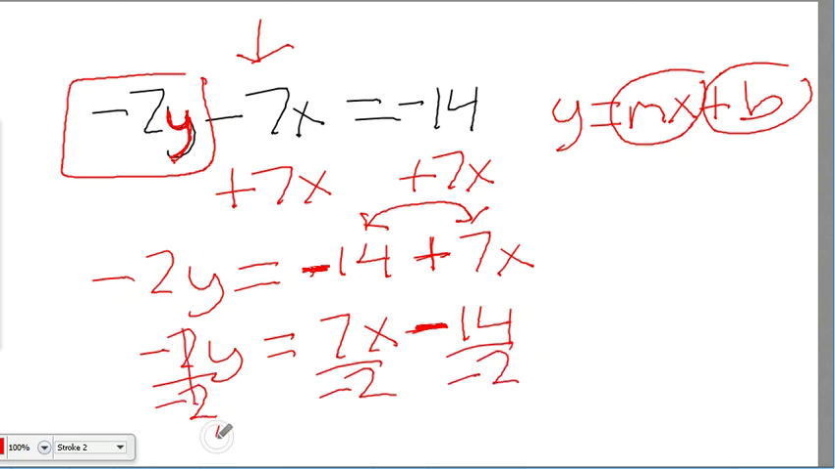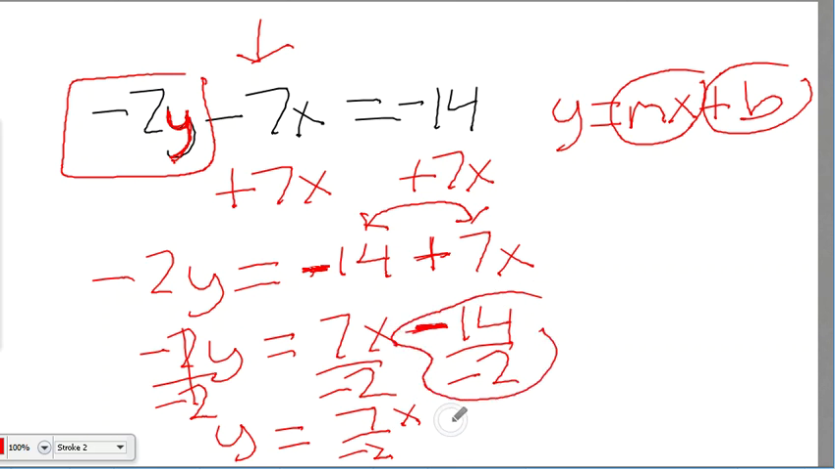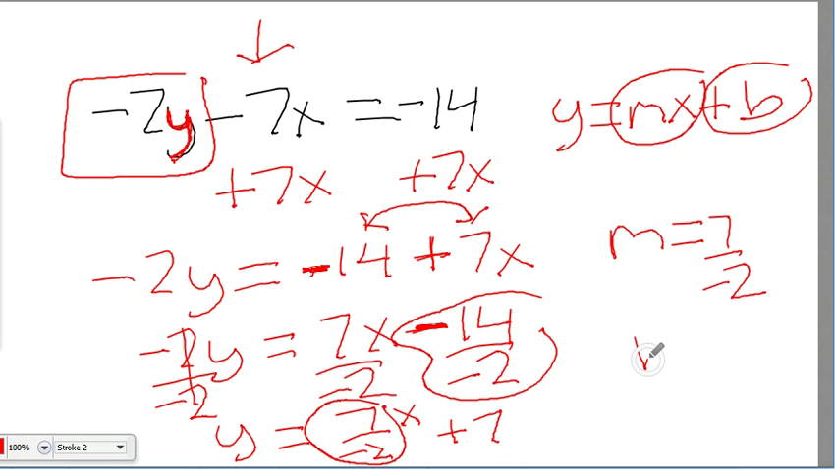Negative 2 divided by negative 2 gives us 1y equal to 7 divided by negative 2 times x. And then negative 14 divided by negative 2 is a positive 7. So let's go ahead and identify our slope. That is the coefficient of the x term. So our slope in this case is 7 over negative 2. And then our y-intercept is a positive 7.